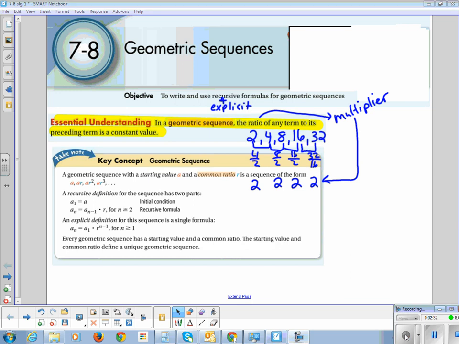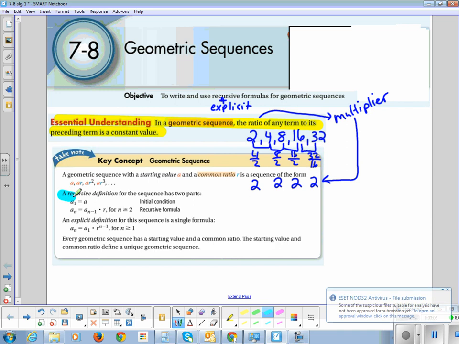Okay, so it's going to get pretty mathy up in here. A geometric sequence with a starting value of a and a common ratio of r is a sequence of the form: start with a, and then you multiply it by r. a times r, and then a times r squared, and then a times r to the third, etc., forever. Alright, so I'm going to highlight recursive formula because this is the hardest item to understand. And I'm going to put it together for you.